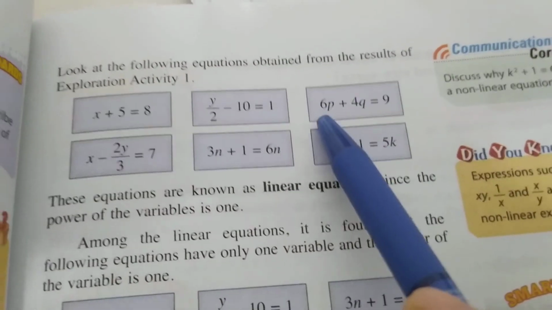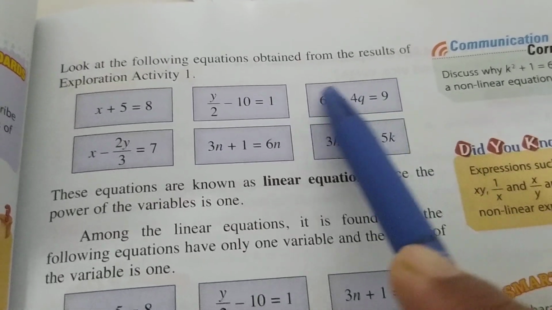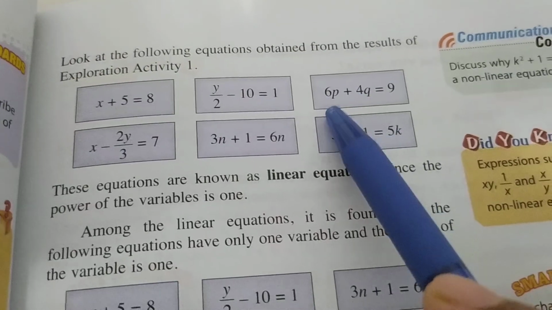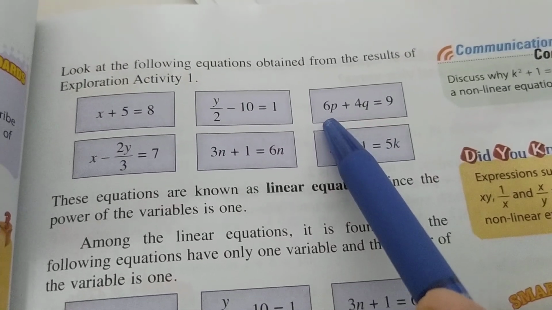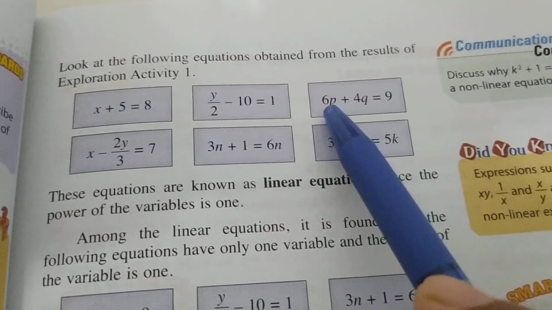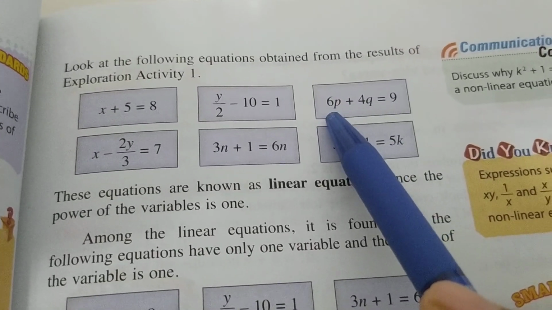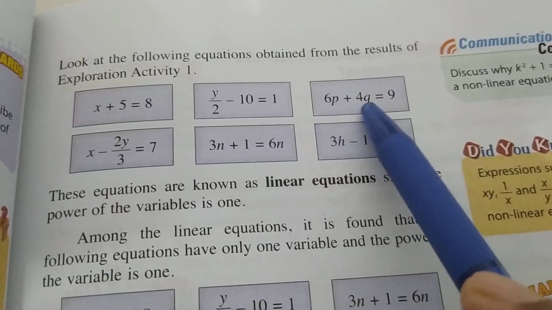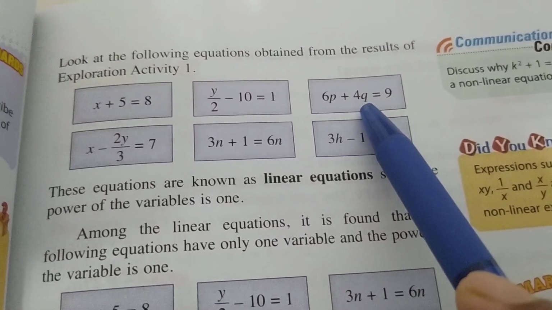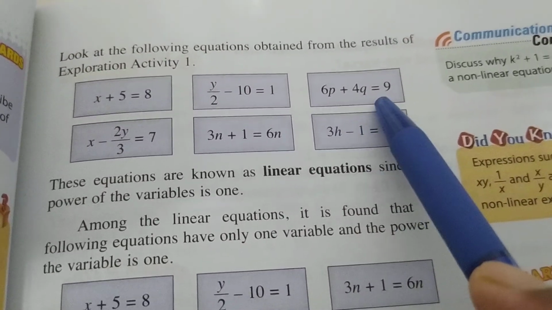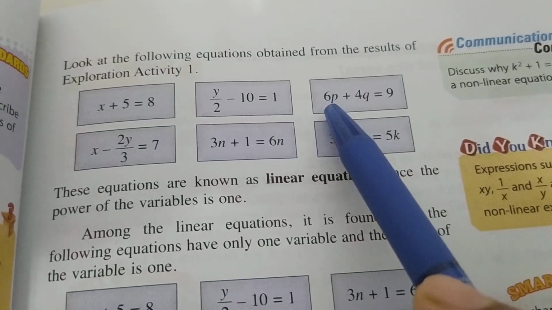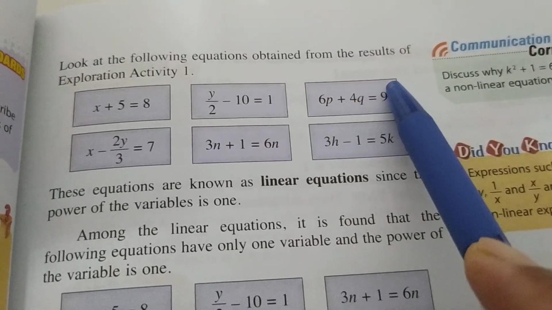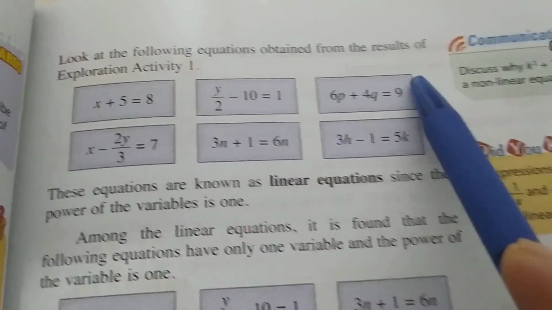Same here, 6p plus 4q equal to 9. For this equation we have two variables, which are p and q. The power of p is 1. Actually this is 6p power of 1, so we don't need to write the power of 1. Same here, 4q: actually q here has the power of 1. Because these variables have the power of 1, this is known as a linear equation.